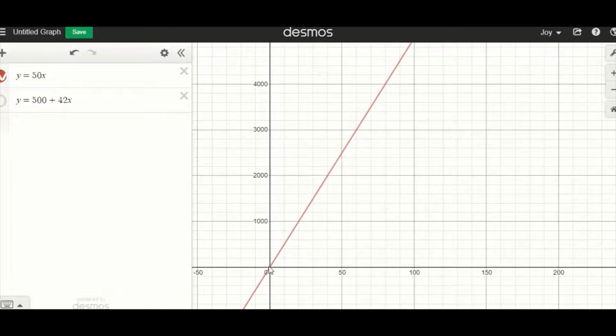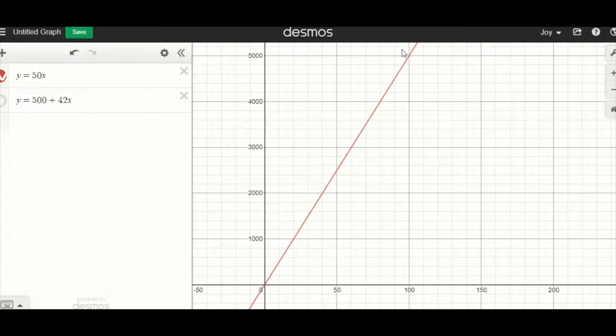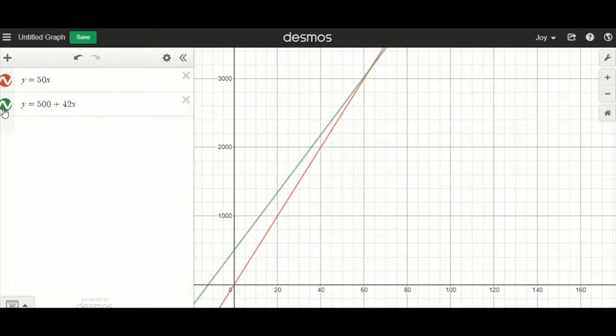If we have $50 per person, we can plot that as $50 times the number of people attending our prom. So if there's 50 people attending our prom, it's going to cost us about $2,500. If we have 100 people attending, that is going to cost us $5,000. Let's look at the second option. They said they're going to start with a flat fee of $500 no matter how many people come, and then charge $42 per person after that. So this graph starts at $500 and then goes up from there.